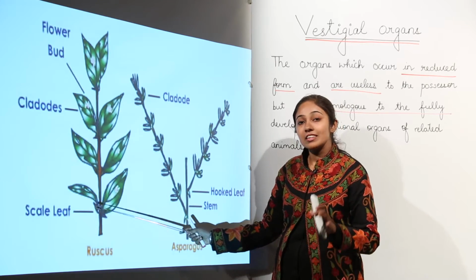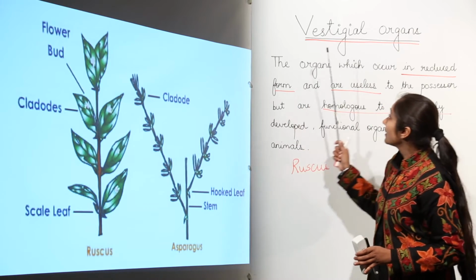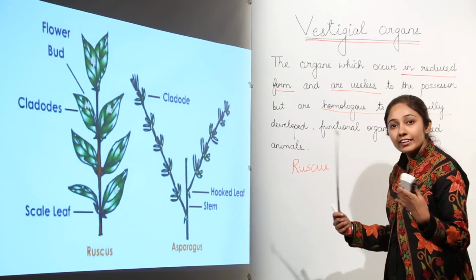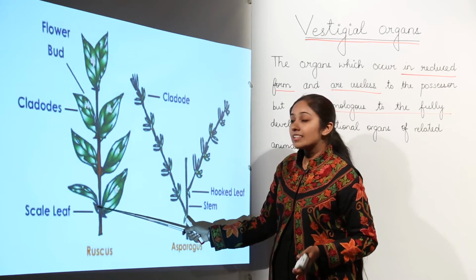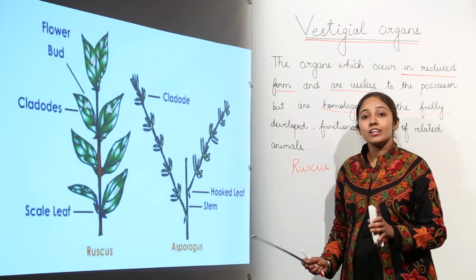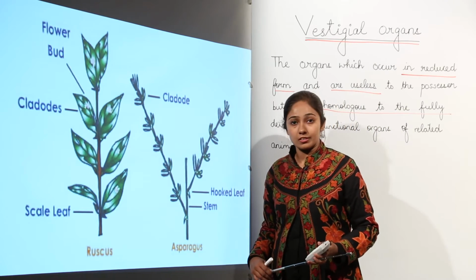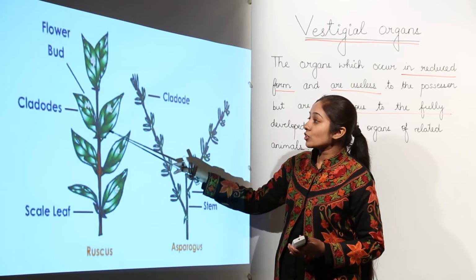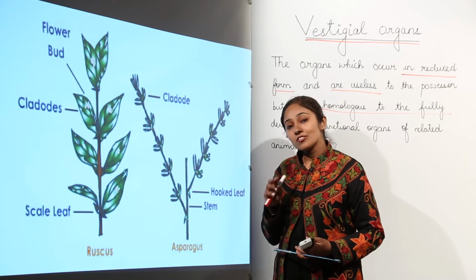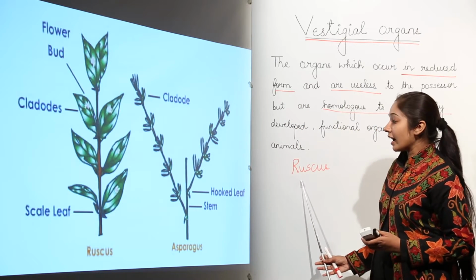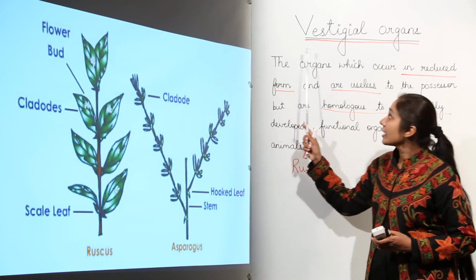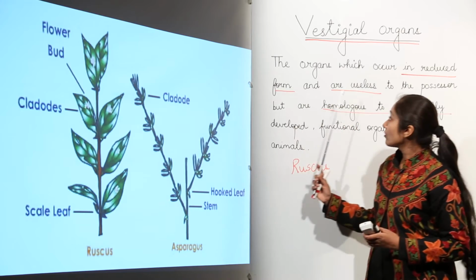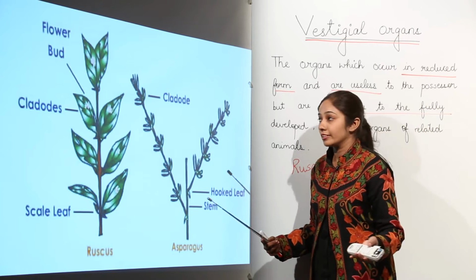So here you can say these scale leaves of the Ruscus plant are vestigial organs because they are highly reduced and they are useless. Why are they useless? Because in this case, these scale leaves are non-photosynthetic. They are not going to perform the function of photosynthesis. Which organ is performing this function? Cladodes are performing this function of photosynthesis. So just remember that in the case of Ruscus plant, these scale leaves are vestigial organs. Why? Because they are in reduced form and they are useless, because they are not performing photosynthesis.